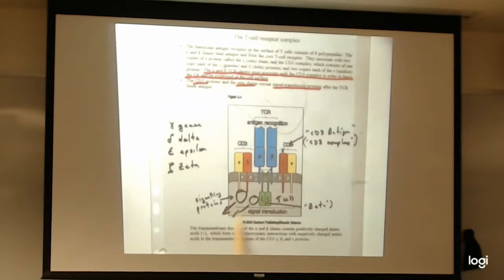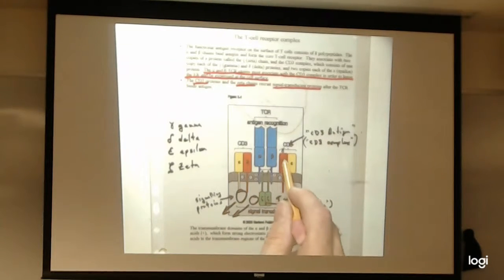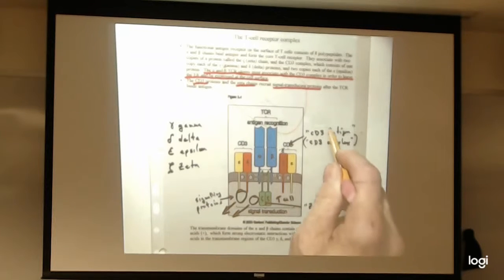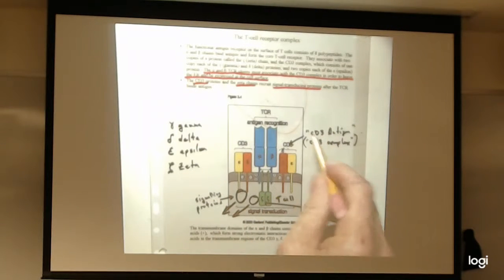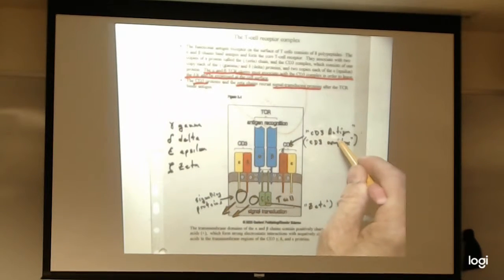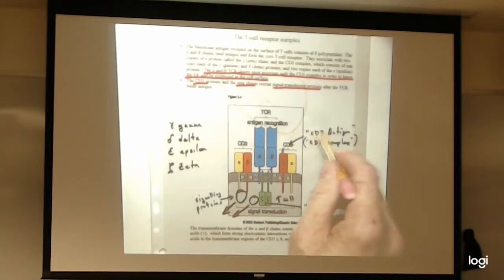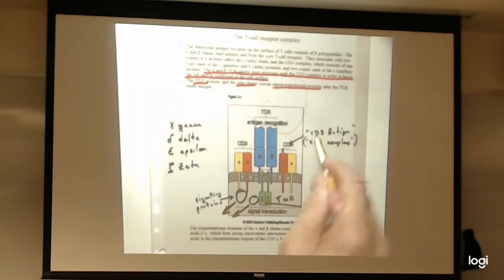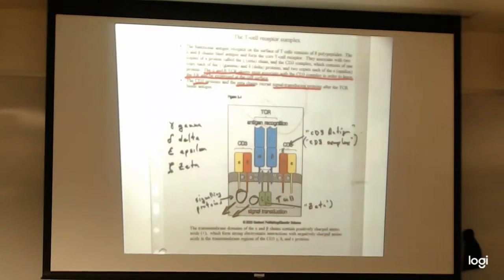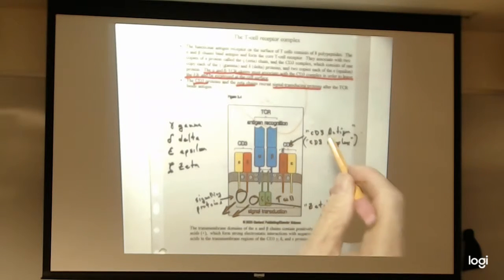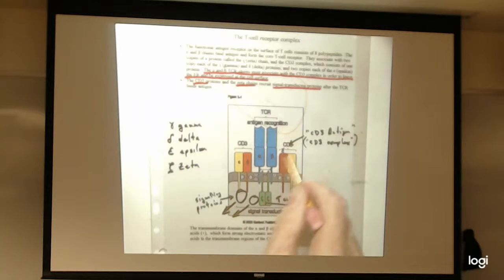Now, the red and yellow guys are known as the CD3 antigen, or sometimes the CD3 complex. We didn't know what this thing was. It was just a cluster of differentiation number 3. We identified all these things as unknown. We didn't find out what they were. Now we know that the CD3 antigen is this set of proteins here.